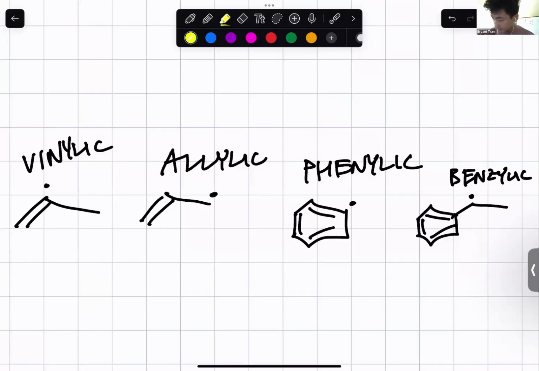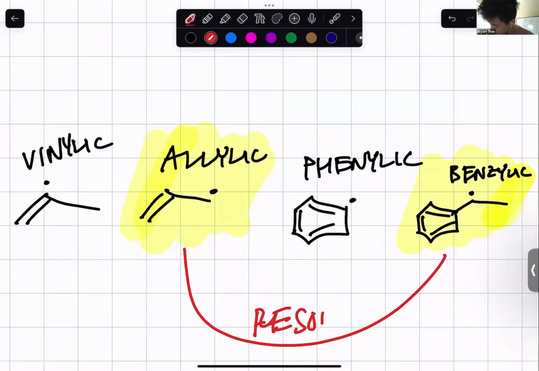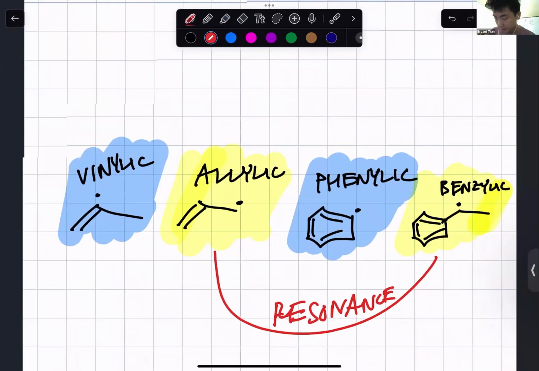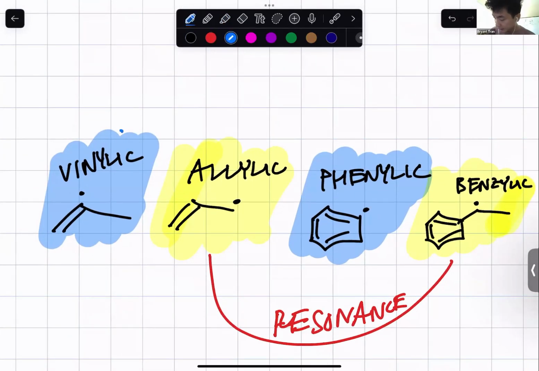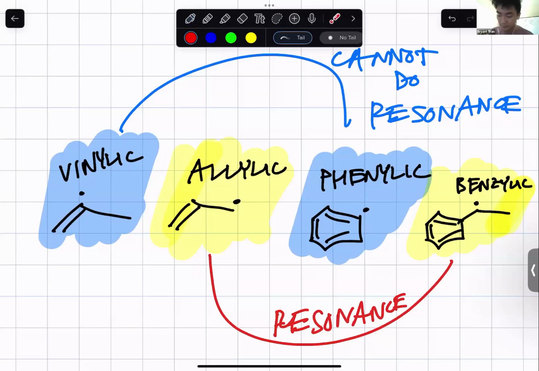And then allylic and benzylic, the ones that I highlighted, they can do resonance. Whereas vinylic and phenylic, those radicals or carbon cations, they could be carbon cations or anions, they cannot do resonance because it's on a carbon that is double bonded already, and that double bond is going to prevent the resonance from happening.